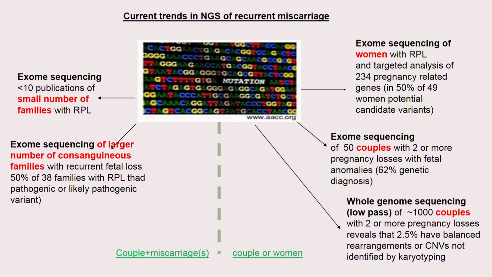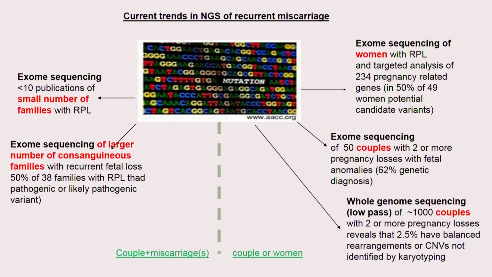On the other side of the slide are studies that involved exome sequencing of a couple or women. So on the top is a study just briefly described of exome sequencing of women with recurrent pregnancy loss. Although exome sequencing was done in this study, variants were searched only in 234 pregnancy-related genes, and in 50% of those 49 women, there was a variant that the authors considered as potentially important for the recurrent pregnancy loss.